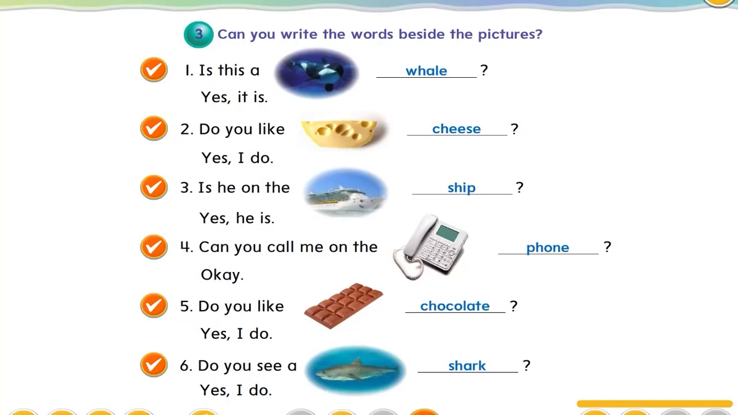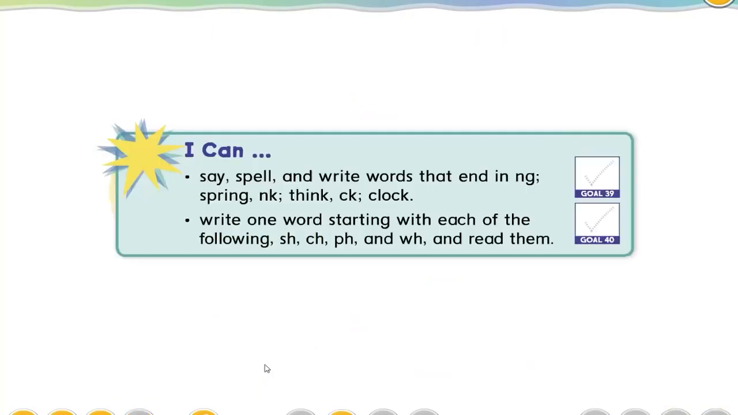I can say, spell and write words that end in NG. Spring, ink, think, clock. Write one word starting with each of the following and read them.